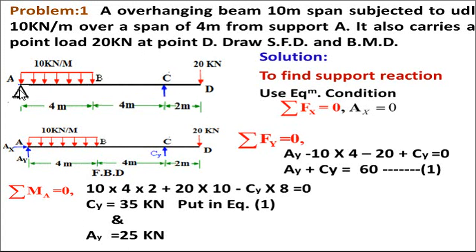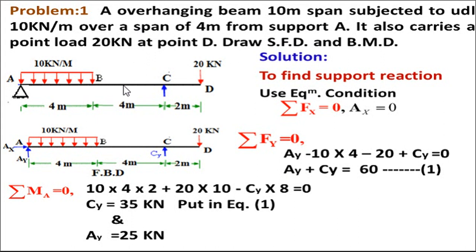So you can see at A there is a hinge support and at C there is a simple support, and this is beyond the end of the beam. That's why the overhang portion is there beyond C. CD is the overhanging portion. That's why this beam is the overhanging beam. Total span of the beam is 10 meter. UDL is also there of intensity 10 kN per meter over the span 4 meter.